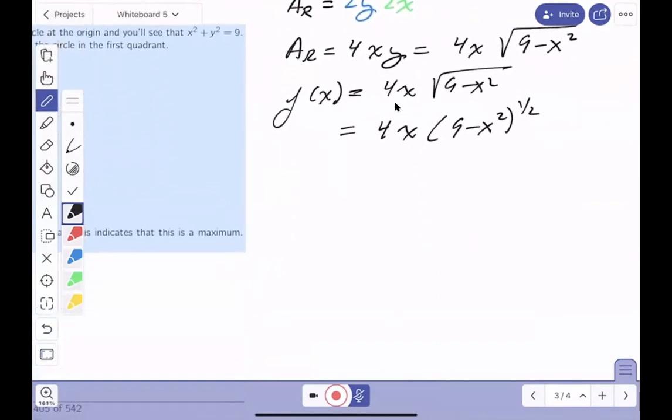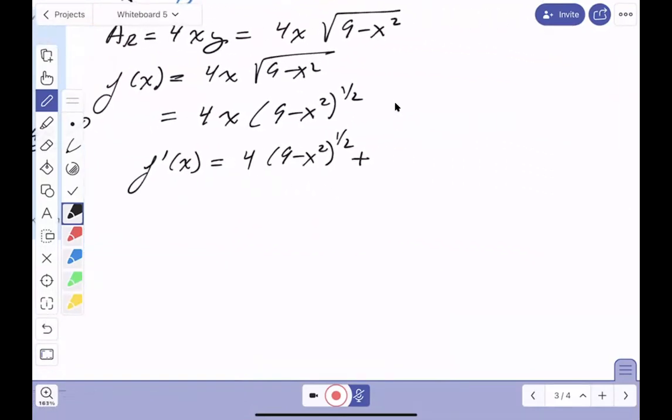All right. Now, what do I have to do? I have to maximize this thing, right? So I'm trying to maximize. Let's write that down. F prime. And what's that going to be? Well, 4 times (9 minus x squared) to the 1/2 power plus, well, half comes down, so it's going to be 2x. And then you're going to get (9 minus x squared) to the minus 1/2 times the derivative of the inside, which is minus 2x.